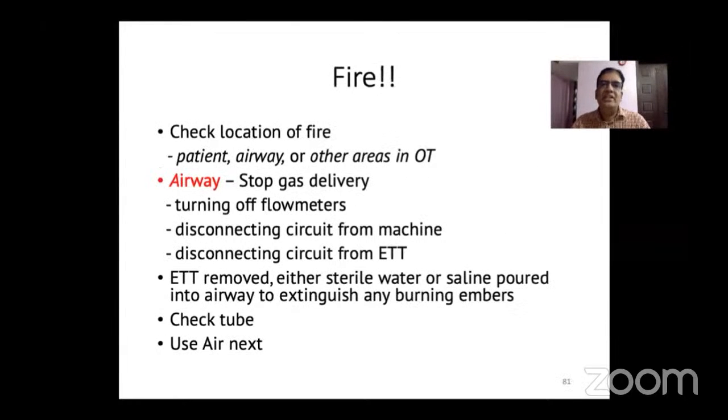So if indeed there is a fire, we should always try to put it out, keeping the safety of the patient and rest of the personnel in mind. We should check the patient, the airway and other areas of the OT where this is arising. First of all, airway fire is the most dangerous one. We should stop delivery, turn off the flow meter, disconnect the circuit from the endotracheal tube, and even the endotracheal tube can be removed. Sterile water and saline can be splashed into the airway to extinguish any active burning embers.